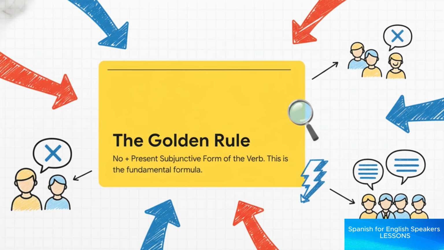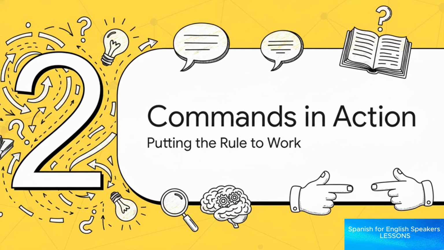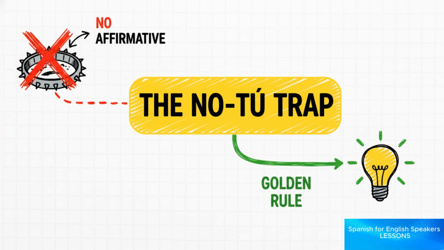The best part? This simple little combo works for almost everyone you talk to. Your friend, your boss, a whole crowd of people. It's that powerful. Okay, so that's the rule, but how does it actually work when you're speaking? Let's put it into action. We're going to break it down person by person, starting with the one that trips everybody up. And here it is, the biggest pitfall for learners, the informal tú command.